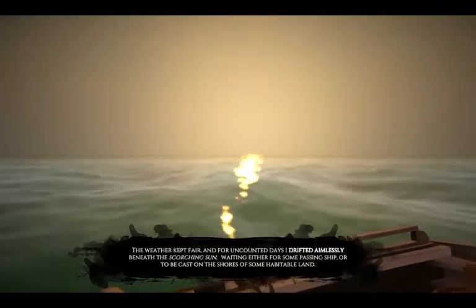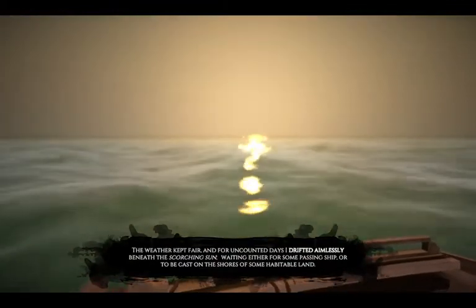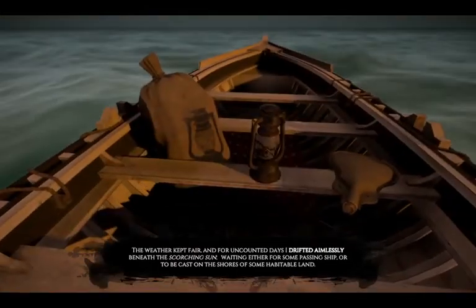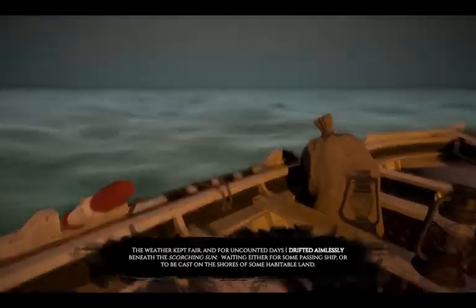The weather kept fair, and for uncounted days I drifted aimlessly beneath the scorching sun, waiting either for some passing ship or to be cast on the shores of some habitable land.